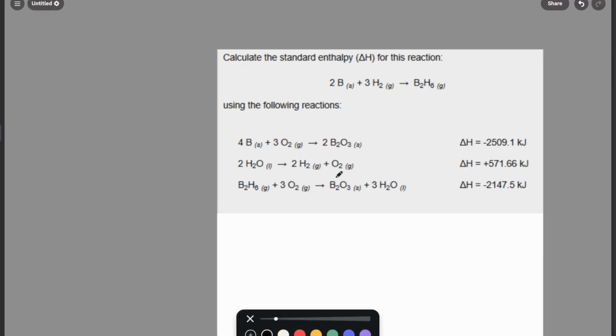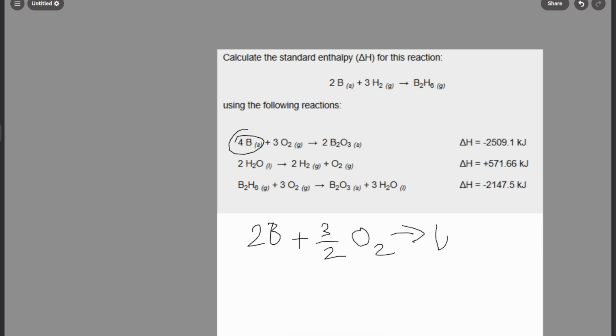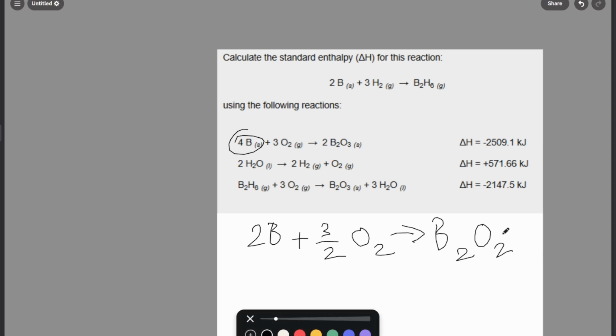All right, so same as before, look for the exclusive. So let's divide this whole equation by 2. So 2B plus 3 over 2 oxygen gas equals just 1 diboron trioxide. I think that's what it's called. Okay, let's skip this one and go for this one because I see an exclusive right here.